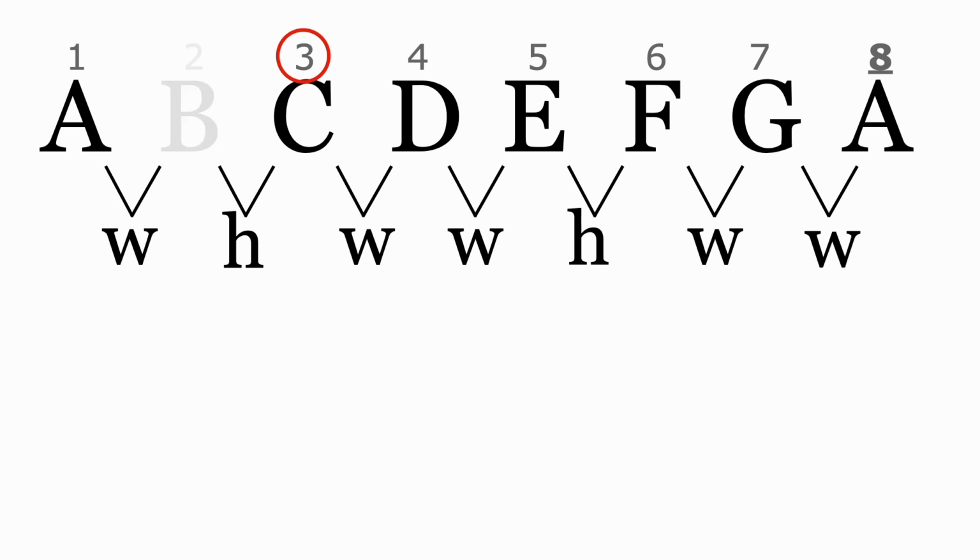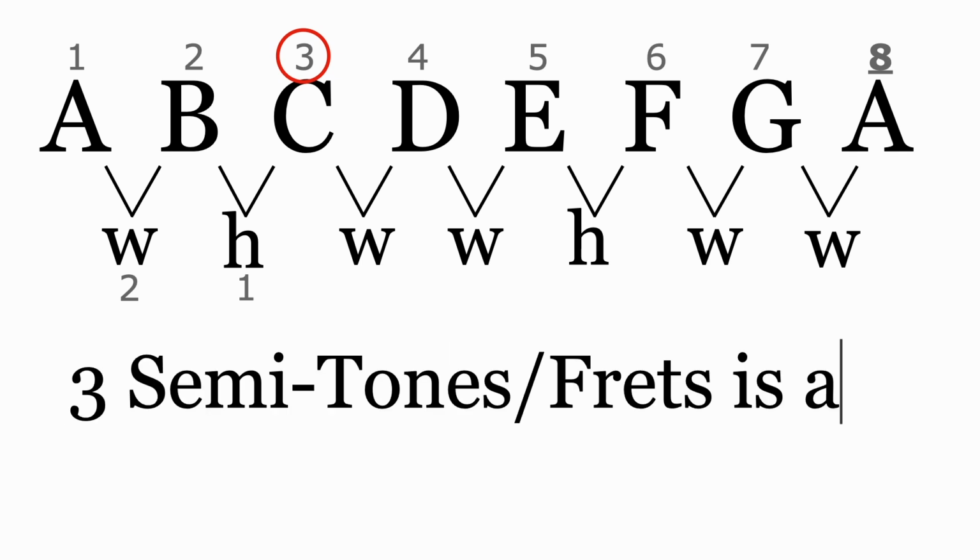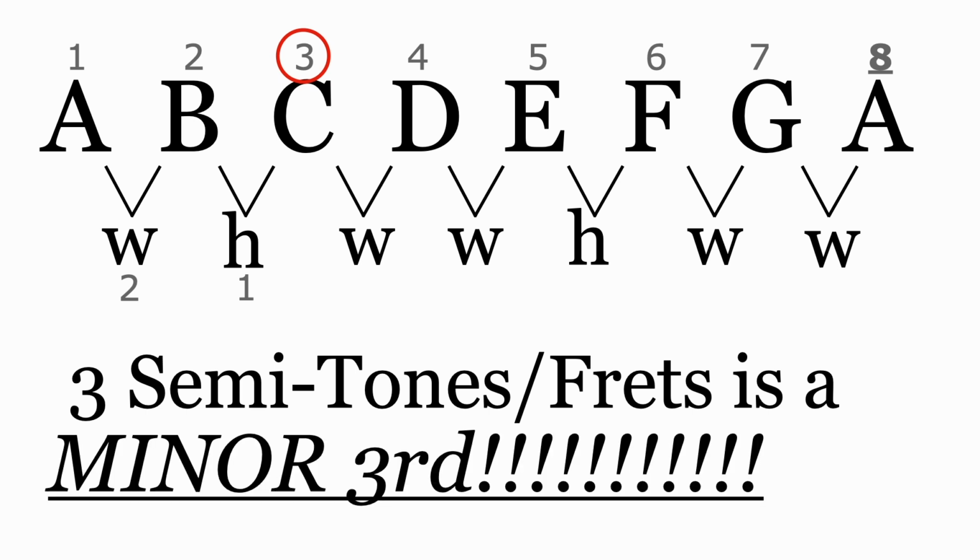And what we need to do is, from the first to the second, we have a whole step, which is 2 frets. Then we have the second to the third, in this case a half step, which is 1 fret. And so therefore, to get to our third degree in the scale, in this case the C, we had to move up 3 semitones, or 3 frets. And if we recall from the video on intervals, if we move up 3 semitones, or 3 frets, that is a minor third. All right?